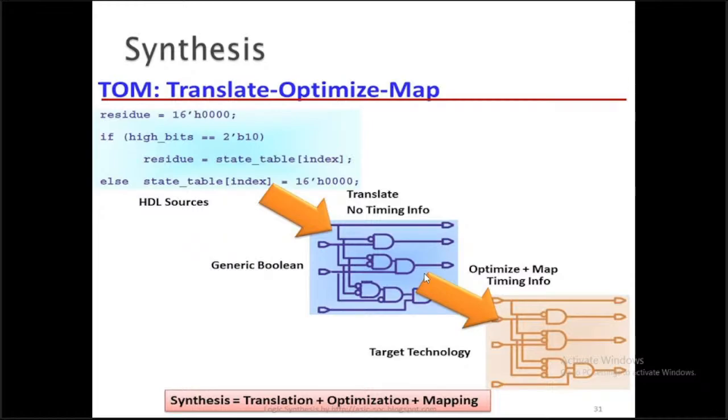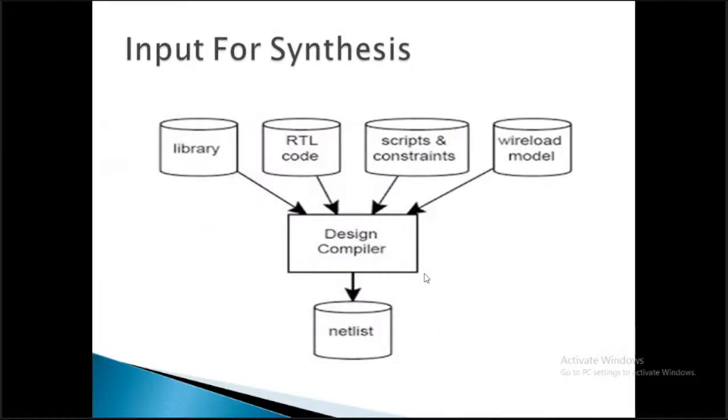So we have to model it as well. Based on technology, we have different kinds of wire load model that help us estimate the delay of the nets, whatever the connectivity between the two ports. Those delays we estimate through the wire load model. Then we provide all these inputs to the design compiler, and we get the final netlist.